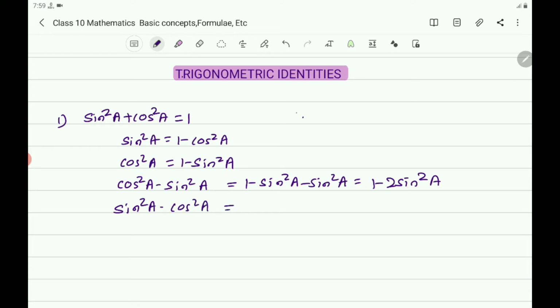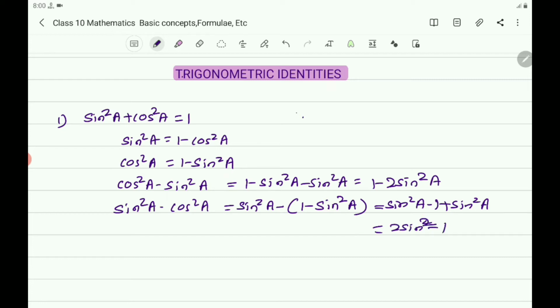That becomes sin square A minus cos square A, and cos square A is 1 minus sin square A. So it becomes sin square A minus 1 plus sin square A, that equals what? 2 sin square A minus 1. So sin square A minus cos square A is equal to 2 sin square A minus 1.